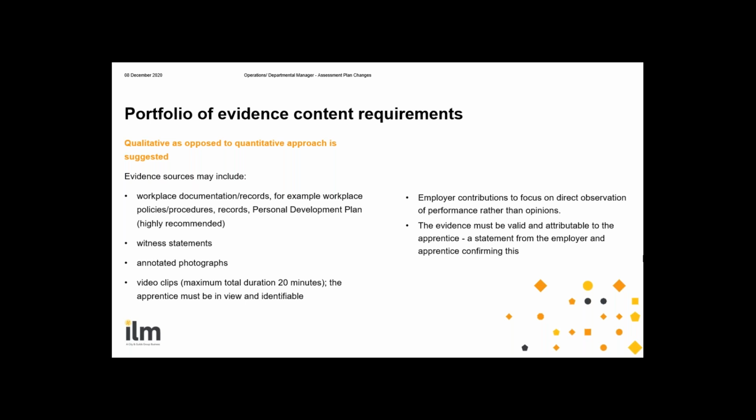The witness should include their name and job title. The evidence must have been generated on program, specifically for this apprenticeship. The approximate date when the evidence was observed should be included, and obviously very clear examples of direct observation where the apprentice has demonstrated competency against the standard whilst being on program.